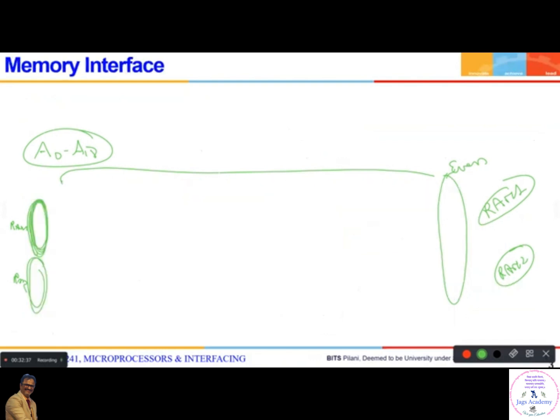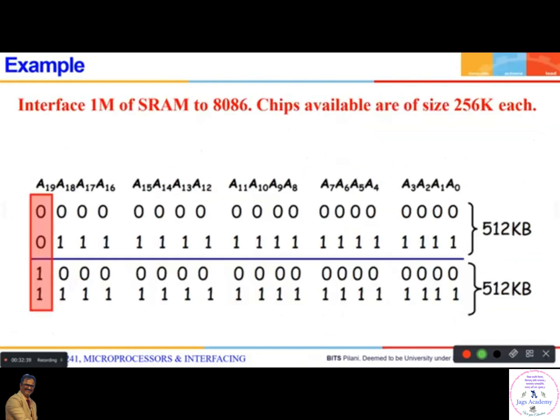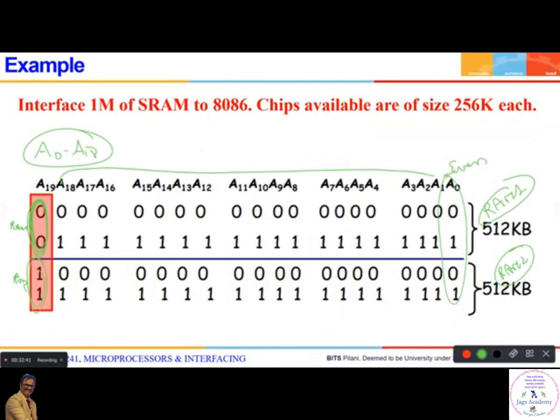Now you see here, second iteration again. We will get A1 to A18. The memory chips which are used are 256K, right? Yes. How many address lines are required for this memory chip?